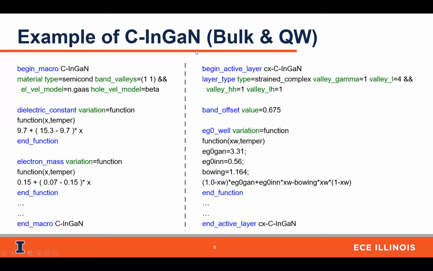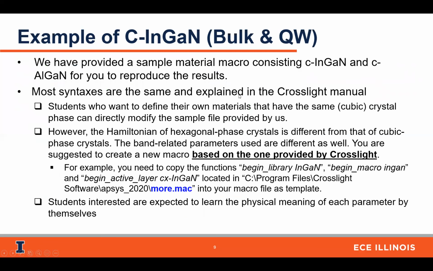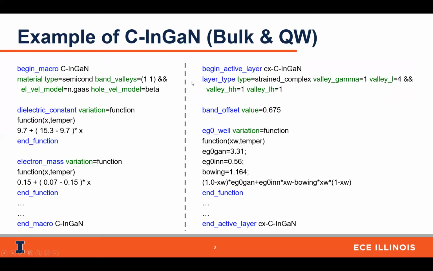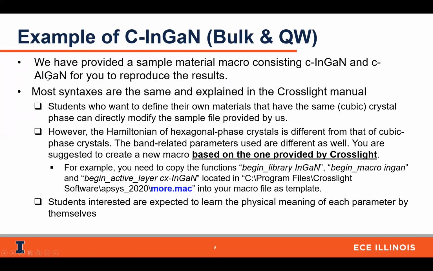You define the material parameters in the bulk structure and in the quantum well structure. You can follow the same path to define the material parameters in the bulk and the quantum well for cubic aluminum gallium nitride. Most of the syntax is the same and explained in the CrossLight manual. So students who want to define their own materials that have the same cubic crystal phase can directly modify the sample file provided by us.